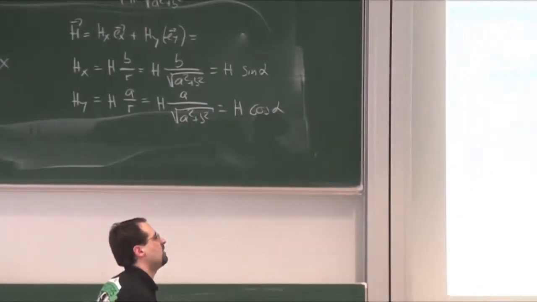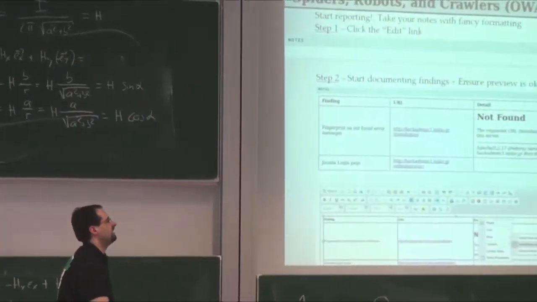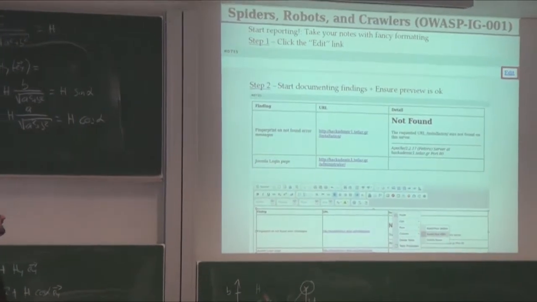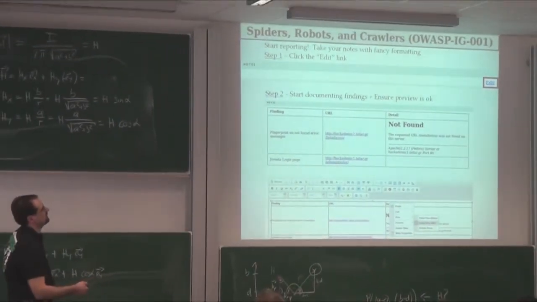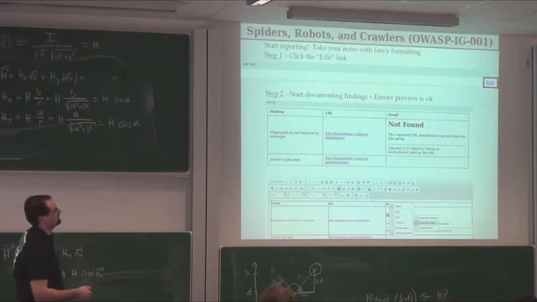Okay, and now during pre-engagement, we can start reporting, right? Like we are analyzing the robots.txt entries, and we see here, okay, there's an installation entry here, an administrator entry here. You can put together a fancy table like this if you want.